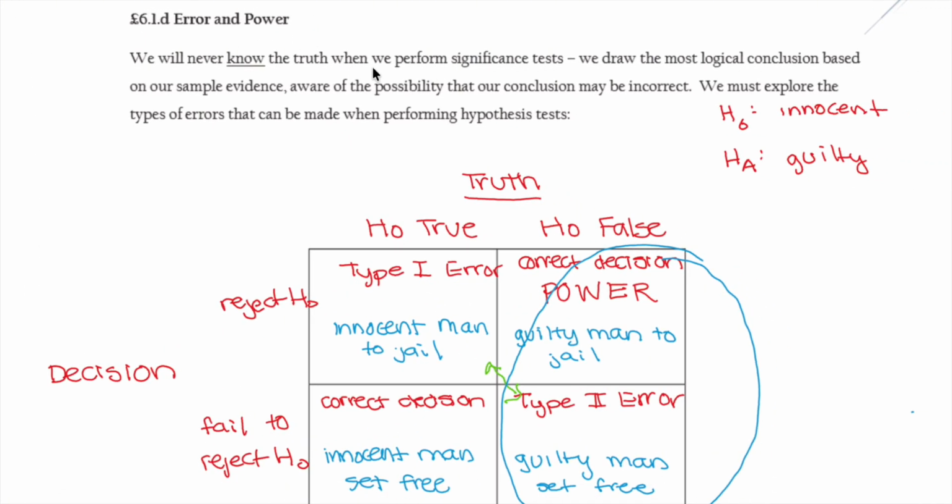We will never know the truth when we perform significance tests, and we draw the most logical conclusion based on our sample evidence, aware of the possibility that our conclusion may be incorrect. We must explore the types of errors that can be made when performing hypothesis tests.